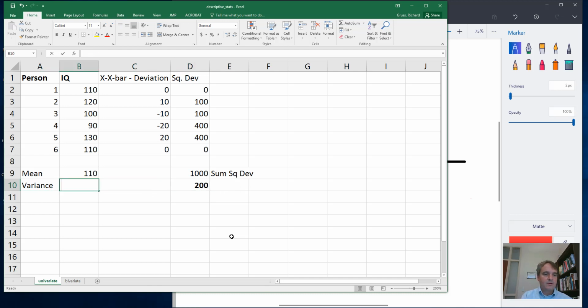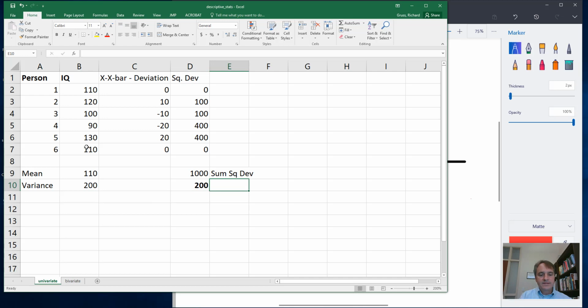And now we'll see that when we use the Excel function var_s, so give me the variance for this sample of this range of numbers here, we see that it gives 200. Okay, so this is just intending to show you what a variance is.